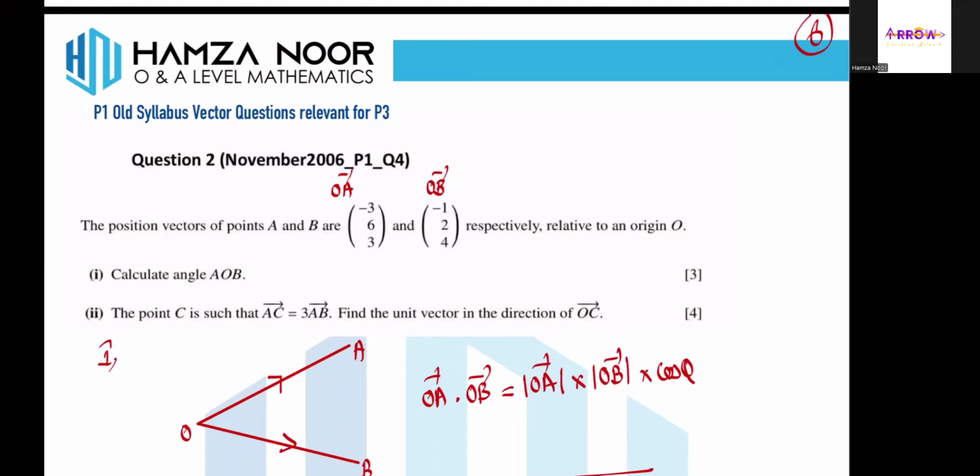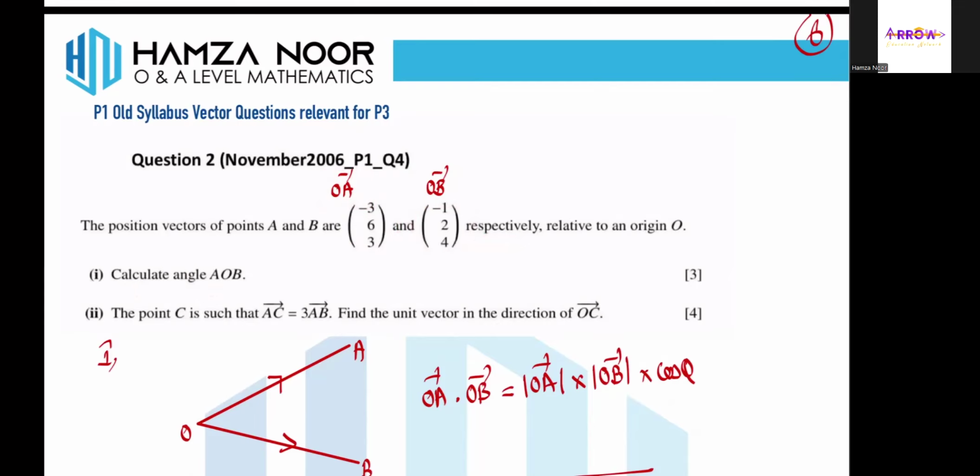So first of all, we have this question, which is handout question number 2. This is October-November 2006, paper 1, question number 4. The question is saying that the position vectors of points A and B are these two vectors in 3D. One is (-3, 6, 3) and the other one is (-1, 2, 4). So the first vector is OA and the second vector is OB, respectively. The requirement of part 1 is to calculate angle AOB.